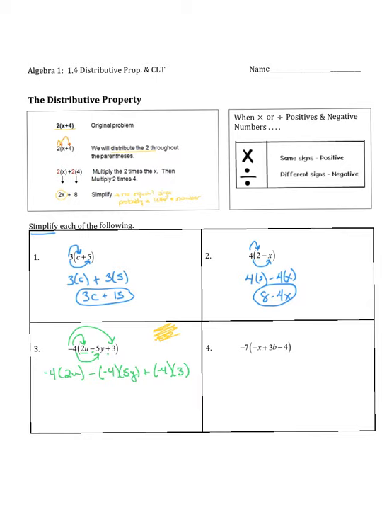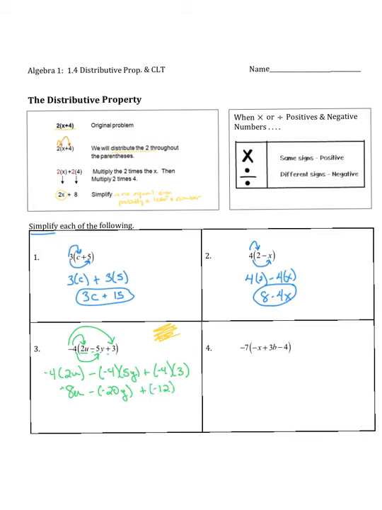Now let's do the math. Negative 4 times 2u means you multiply the integers. So that is negative 8u. You multiply the integers and the variable comes along for the ride. Minus negative 20y, because negative 4 times 5 is negative 20, plus negative 12.